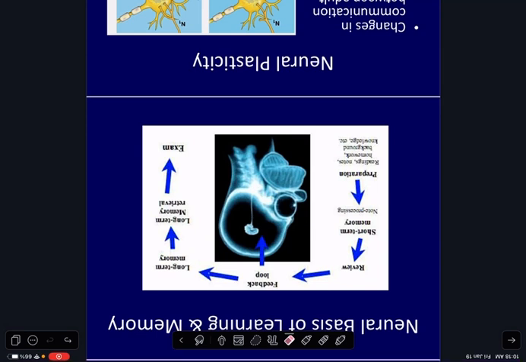This is not anybody's brain. Probably my brain right about now, but yeah.